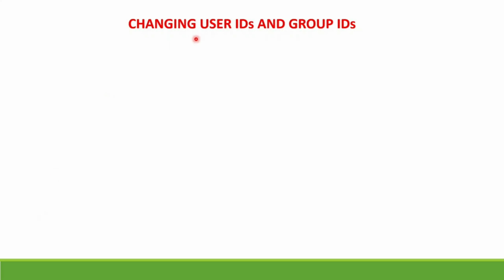The first topic is changing user IDs and group IDs. Before looking into the syntax of the function that can perform this changing of user ID and group ID, we have to understand why it is necessary to perform the changes, right? See, a process's ability to read or write a particular file depends entirely on the user ID and the group ID to which it belongs.